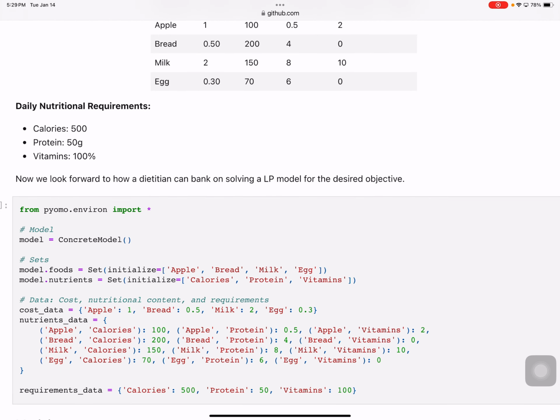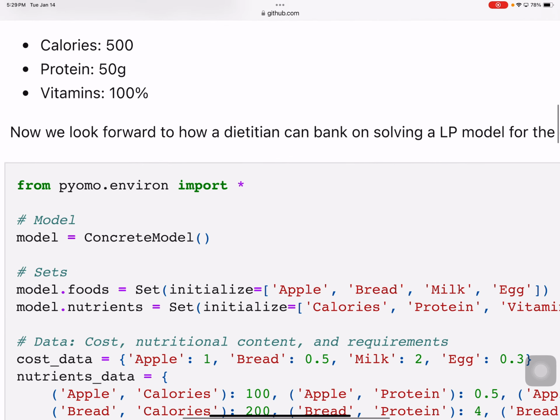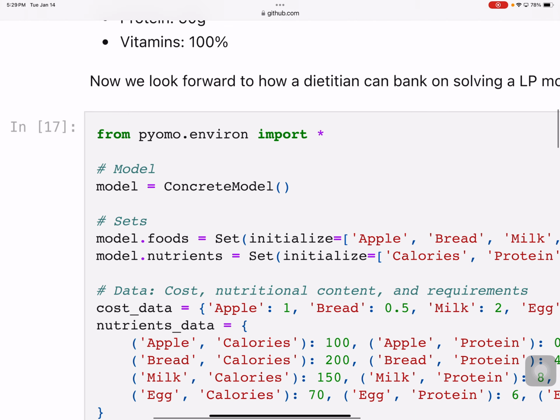I don't have a pointer here, so I can maybe read the line numbers. First of all, for any Pyomo model, you need to import the Pyomo environment. That is the first line you write when you start a model.